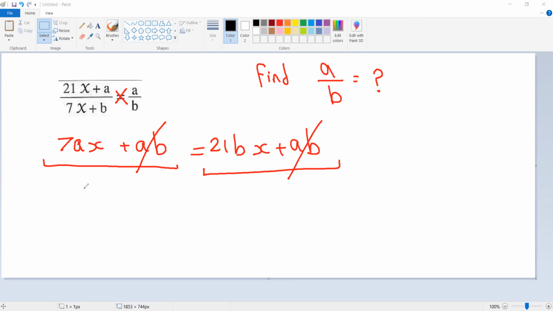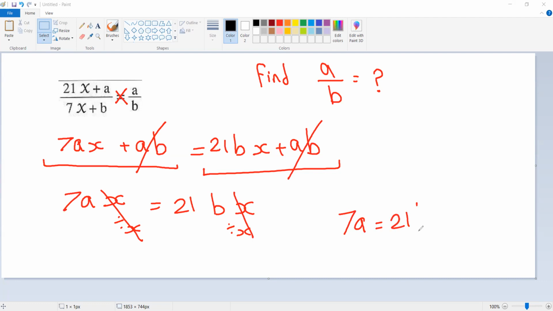You are left with 7AX is equal to 21BX. We can divide both sides by x. So x and x here have been cancelled. You are left with 7a is equal to 21b. So a over b is equal to 21 over 7. 21 over 7 is equal to 3.